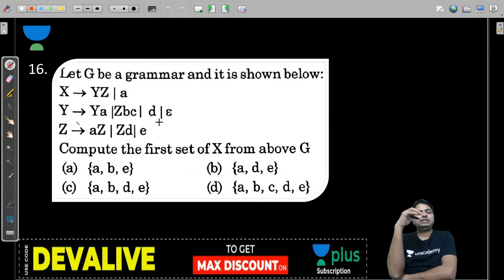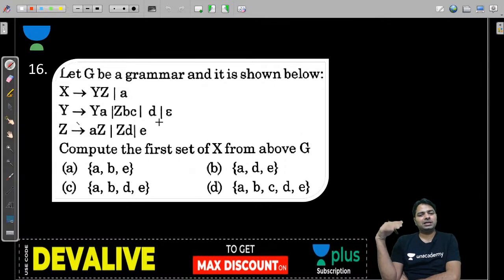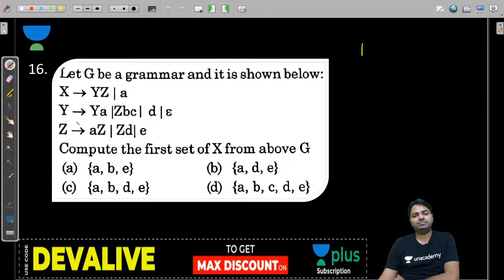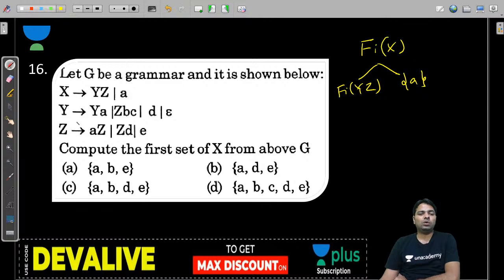Correct. Now let G be a grammar as shown below, and compute the first set of X. Guys, first set of X. X is nothing but first of YZ, this side A. And what is YZ? You can see that Y gives epsilon. Oh my god, those epsilons are always dangerous. Y can be epsilon, and Y can have three other choices also. In the other three choices you will always get something, remember that. So this is going to be complicated now.